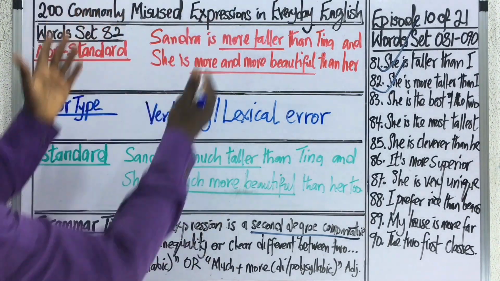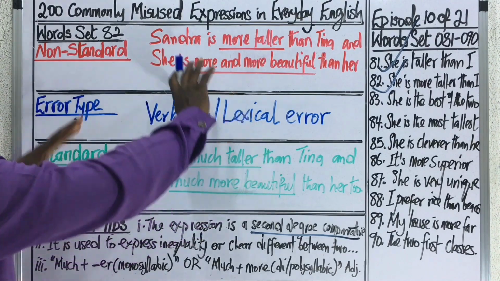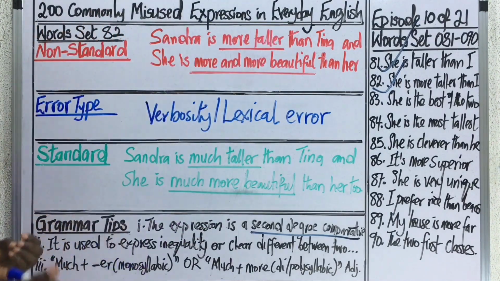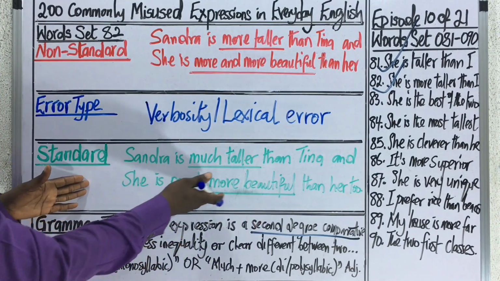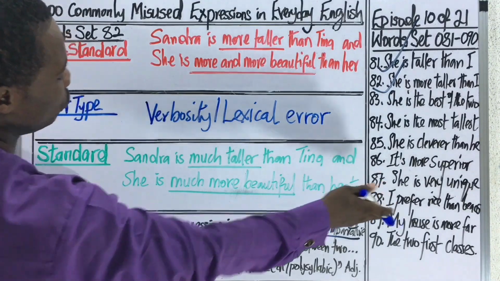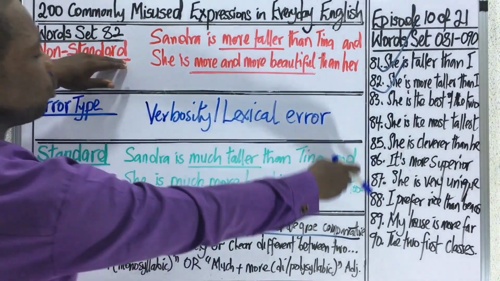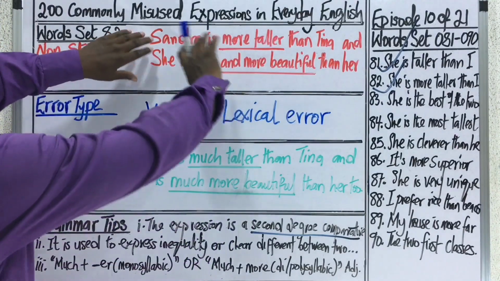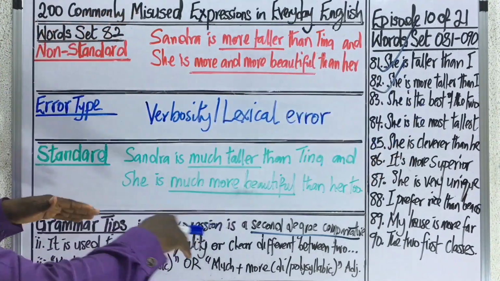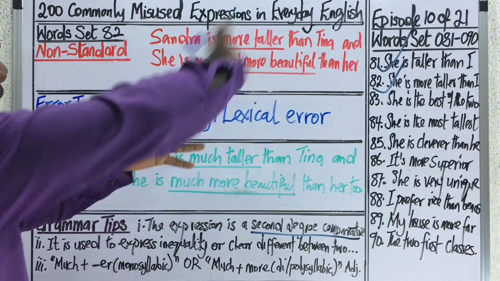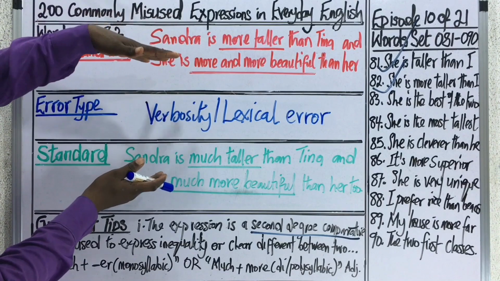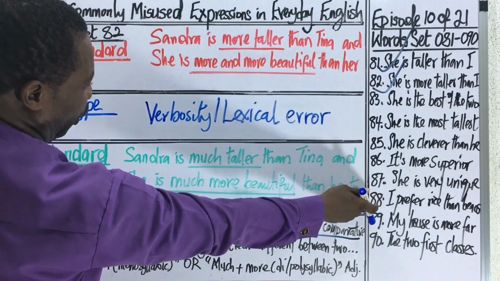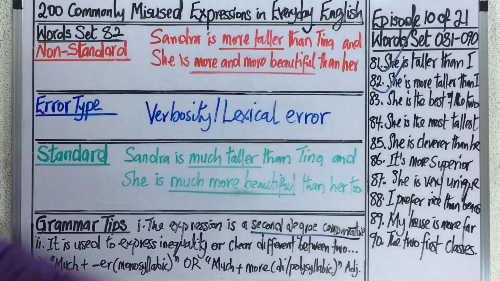So back to our expression, the standard way that we can use this expression could be: Sandra is much taller than Tina and she is much more beautiful than her too. Remember, "too" must be employed in this expression because the expression already has two moving parts. Sandra is more taller than Tina and she is more beautiful. So two things are already happening in this same expression. So you cannot just drop it without employing this descriptive word, which is "too." You can have something like "also" or "as well."